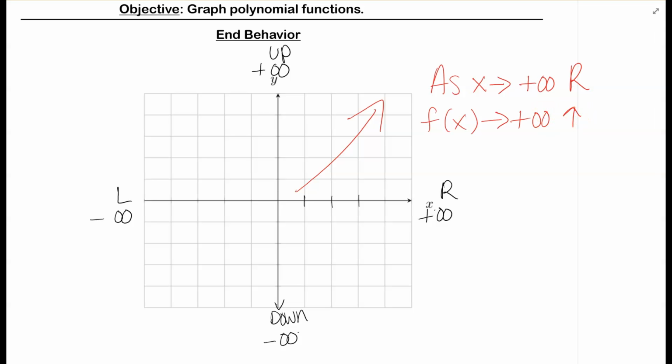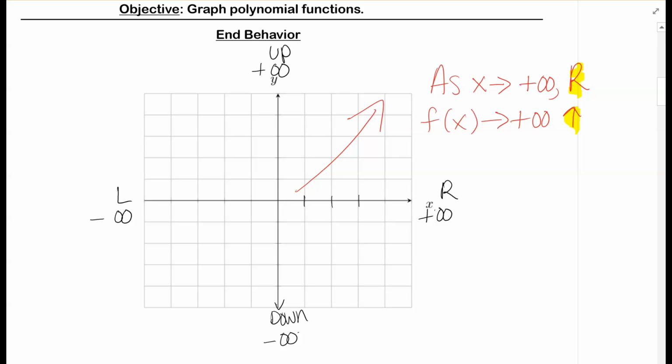Okay, so as your function is going to the right, as your x values are going to the right, your function is going upwards. So when we do your end behavior portion, you're going to have everything here except for the highlighted portion. So we read this as x approaches positive infinity, the function approaches positive infinity.